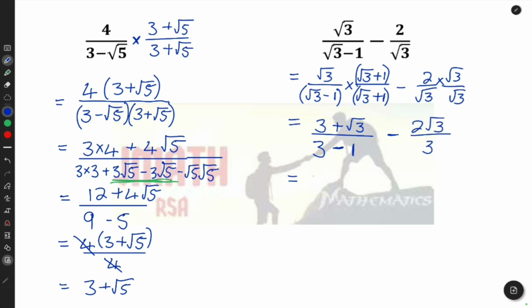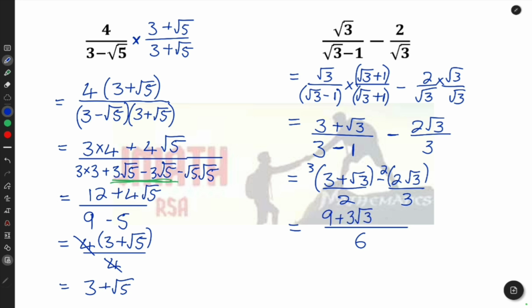And my final answer would then be, well, not the final answer yet. I just need to see if I can write it a bit simpler. So now I can just say this is a 2, this is a 3. So if I LCD there, this would be a 6. And I'm going to have to multiply this by a 3, and I'm going to have to multiply this by a 2 to just leave it in simplest form. So this would be 9 plus 3 root 3 minus 4 root 3, and the final answer in this case would then be 9 minus root 3 over 6.